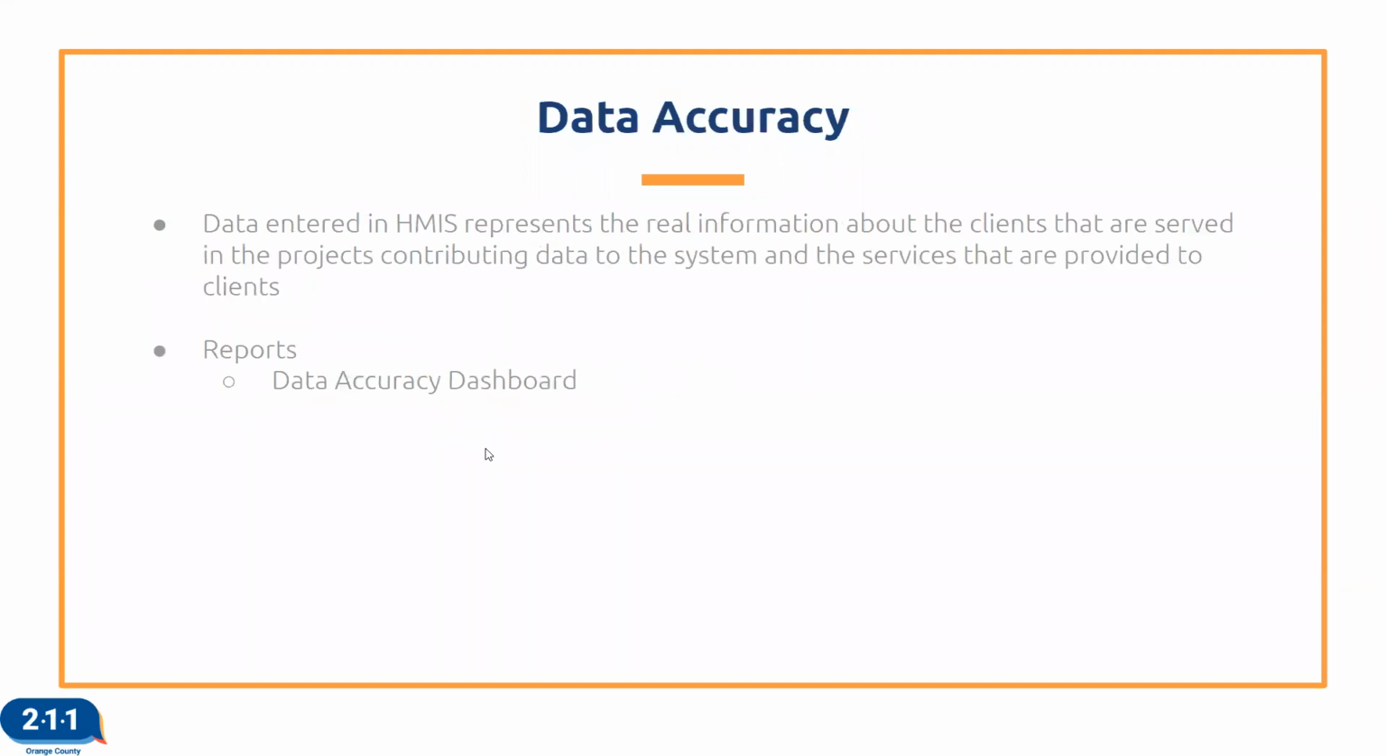The next component of data quality is data accuracy. This is ensuring that the data entered into HMIS accurately reflects the client's information, both their record and the services that they are receiving. So we don't just want the fields to be entered, we want that information to be true. That's what data accuracy is looking at. And we have the data accuracy dashboard, which allows you to review your data and make sure that that is true as well.